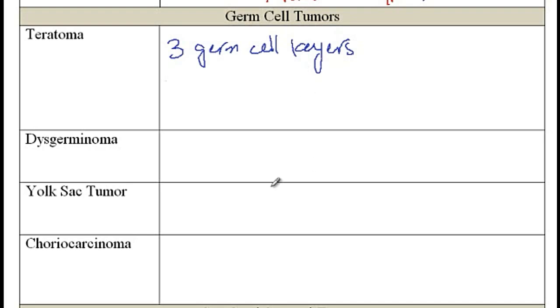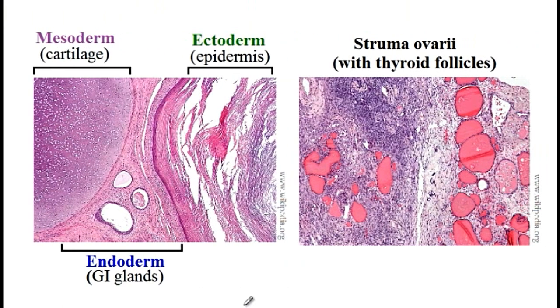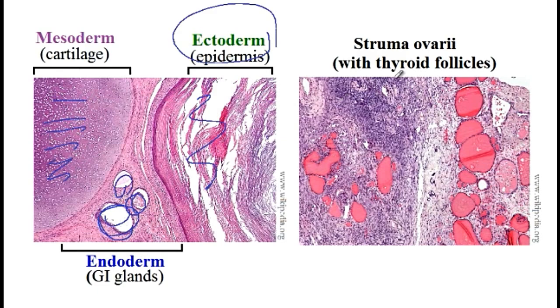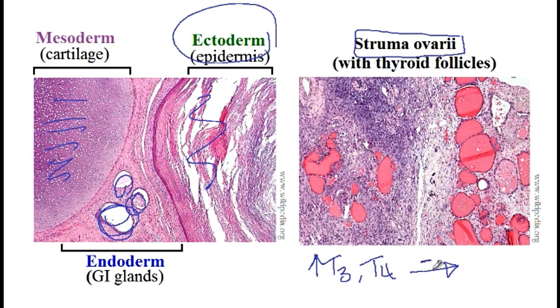So here is an example of a teratoma, where you can see that we have the mesoderm layer that has the cartilage right here. We have the GI glands, which are coming from the endoderm, and finally we have the epidermis, which is coming from the ectoderm. And then there is a specialized form of teratoma that contains functional thyroid tissue, and these tumors are referred to as struma ovarii. Because of the increased production of the thyroid hormones, there would be increased T3 and T4, which would provide a negative feedback, and thus it would decrease the production of TSH.